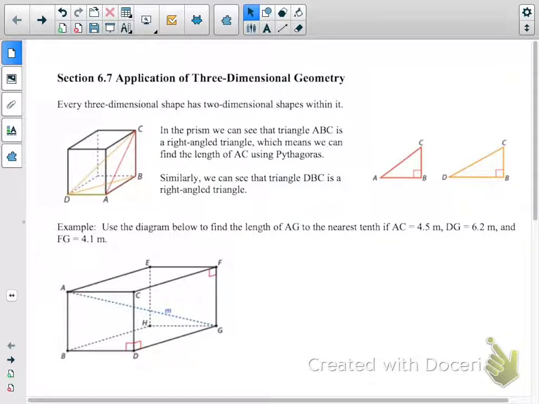Right, so now we're going to talk about application of three-dimensional geometry. You would think this would be story problems, but not necessarily. We're looking at three-dimensional figures in a different way. Now, this can be tough. I personally have an issue with looking at three-dimensional figures, but it is what it is. So we have to try to find some way to deal with it.